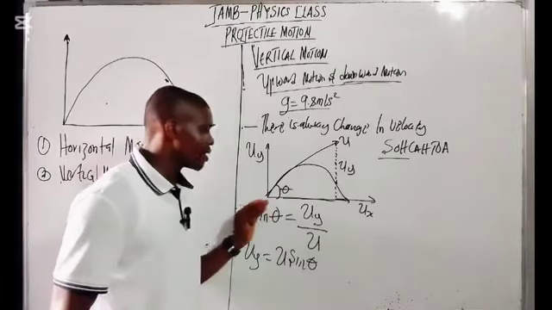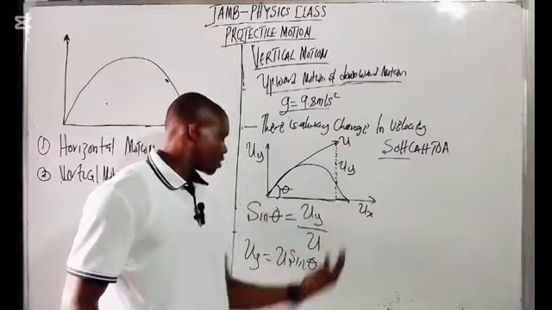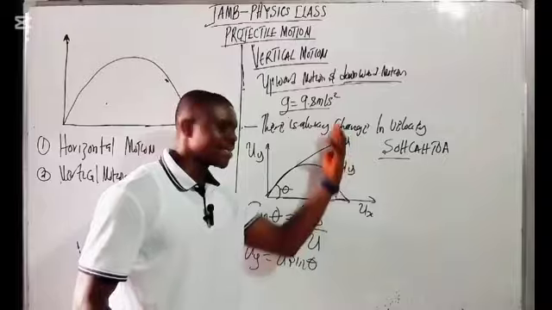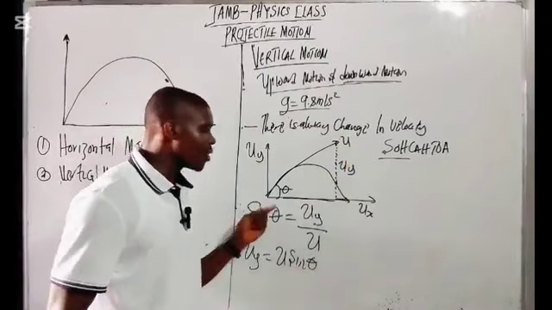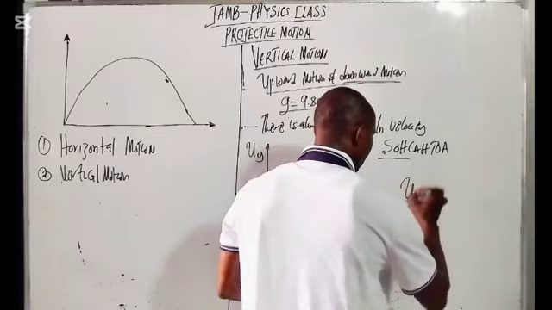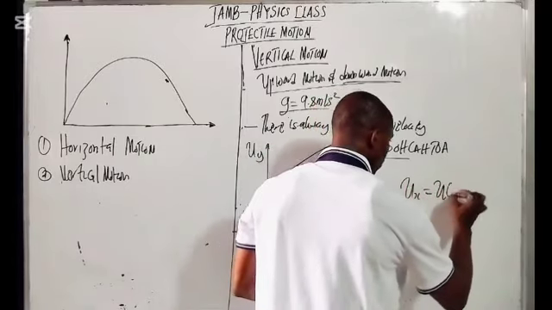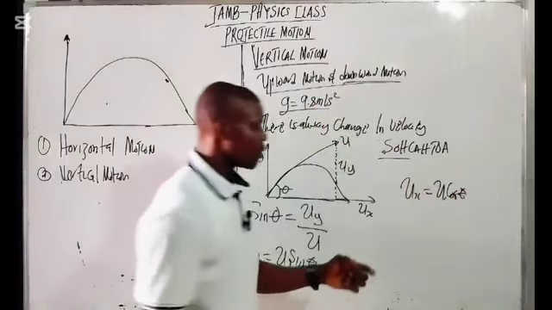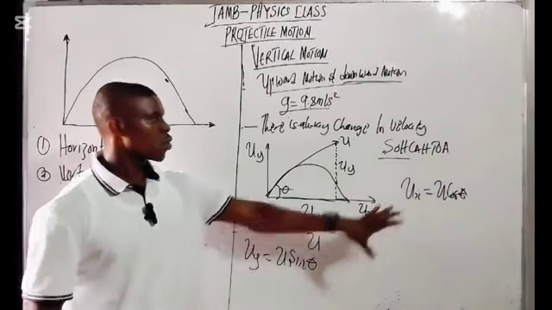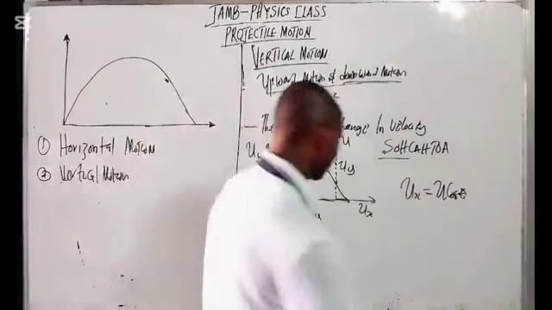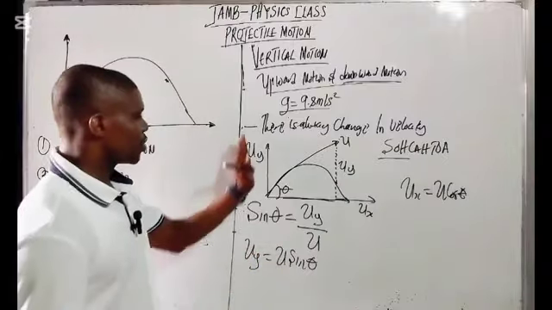While the vertical velocity is u sine theta, the horizontal one, which was u_x, is equal to u cos theta. Most times they use all this in calculation, so you want to pay close attention to them. Do you understand?